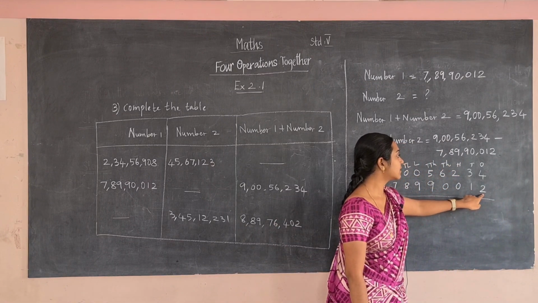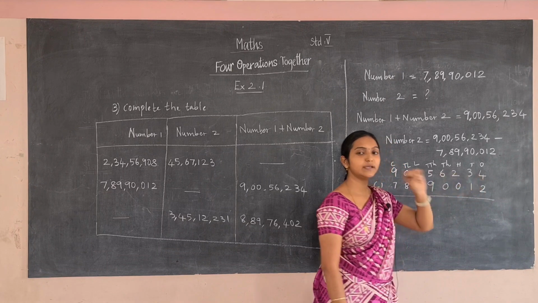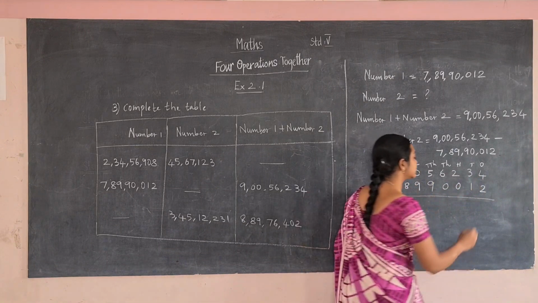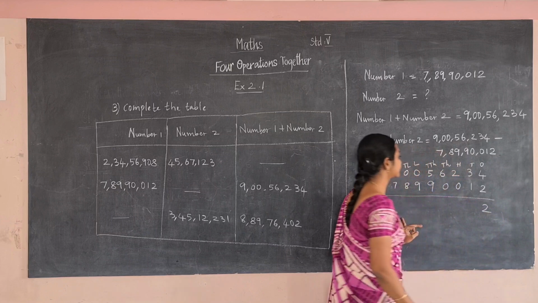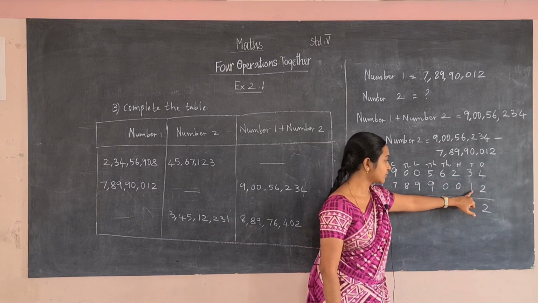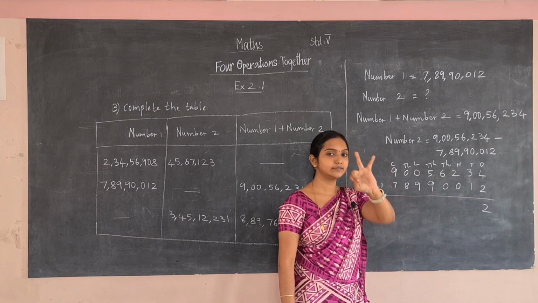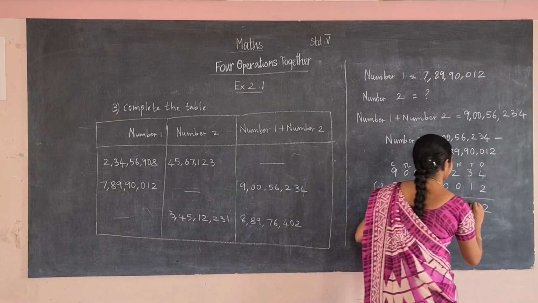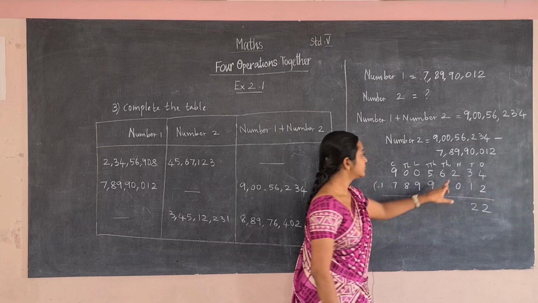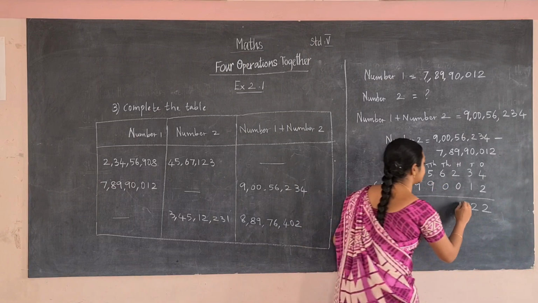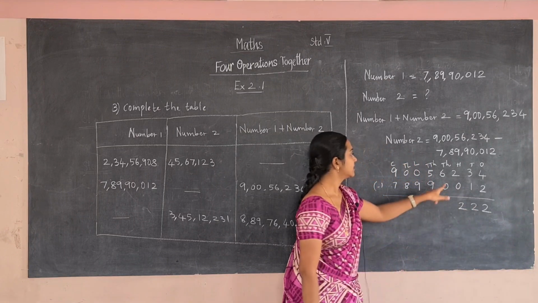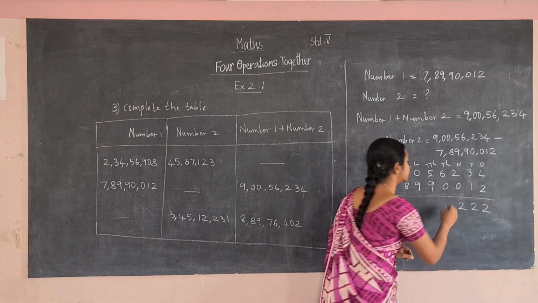After 2, count until you reach 4. That will be 3 and 4. So the answer is 2. After 1, count until you reach 3. So it will be 2 and 3. So the number is 2. 2 minus 0 will be 2. 6 minus 0 will be 6.